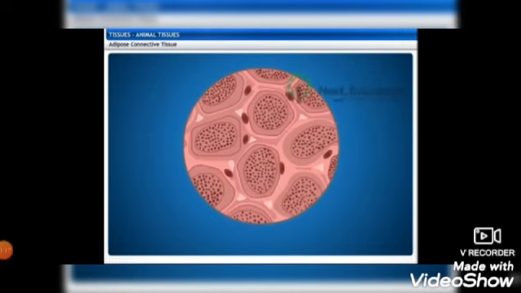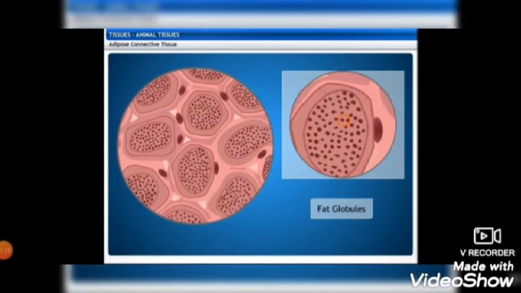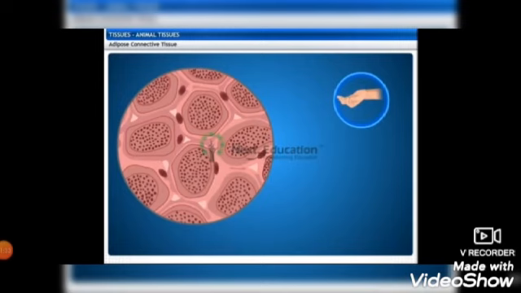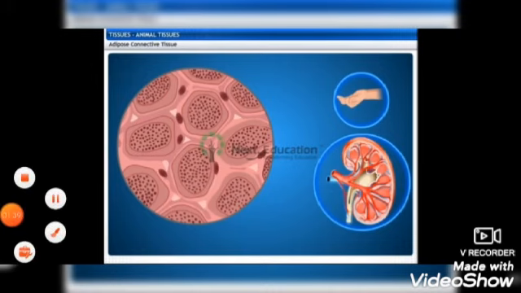Now here is the look of adipose connective tissue. The cells of this tissue are filled with fat globules, or this tissue is composed of fat cells. It is found below the skin and around internal organs like the kidney and acts as an insulator.